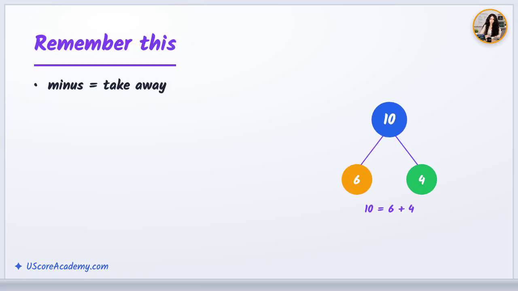So subtracting means taking away to see what is left. Number bonds show the whole and its parts, and you can always count back.